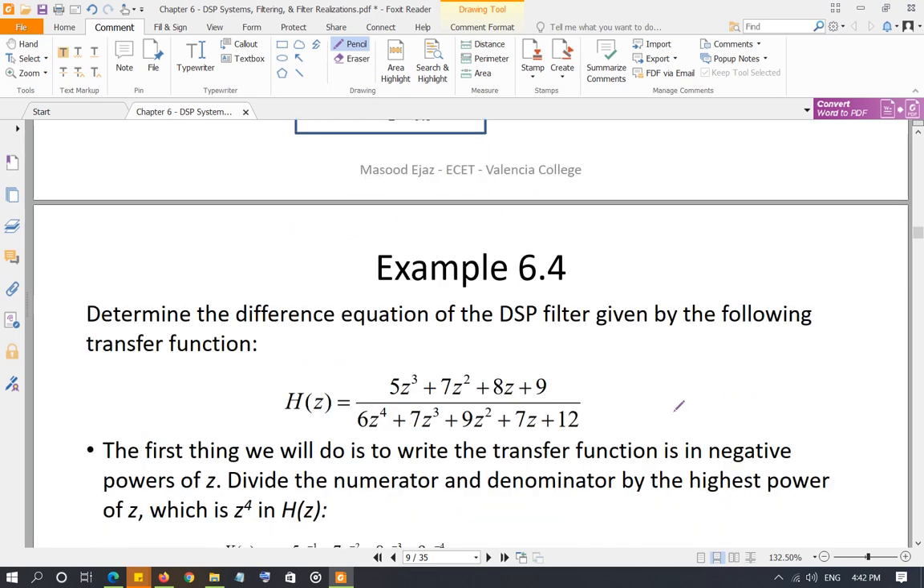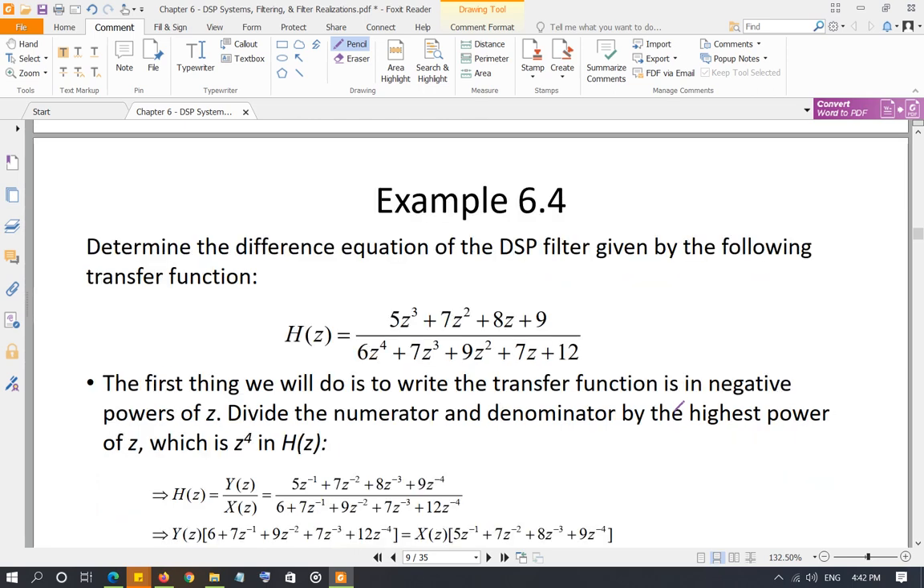Let's look at this example. Determine the difference equation of the filter from the transfer function. Okay, so let's see how we do that. The first thing you do when you have the transfer function, a polynomial in the power of z divided by a polynomial in the power of z, if it is not already given in negative powers of z, is make all the powers negative.